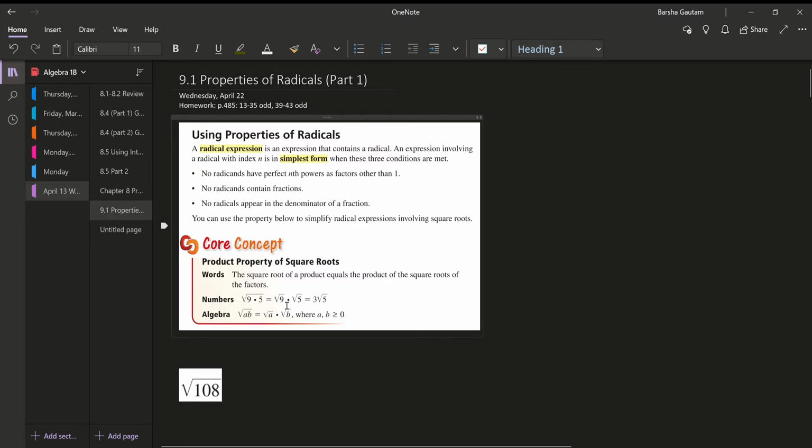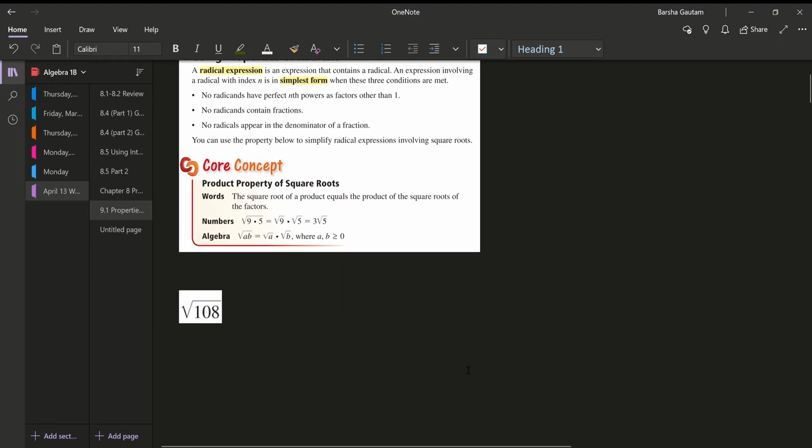We can go ahead and separate these two. So we can do root 9 times root 5, which is equal to 3 root 5. Where did this 3 come from? This 3 came from finding the square root of 9. The square root of 9 is 3, so we take it out and put it in the front. The key point to remember here is that when you have the root of 9 times 5, you can separate those into two separate square roots. So here's the rule in algebra form, and b has to be greater than 0.